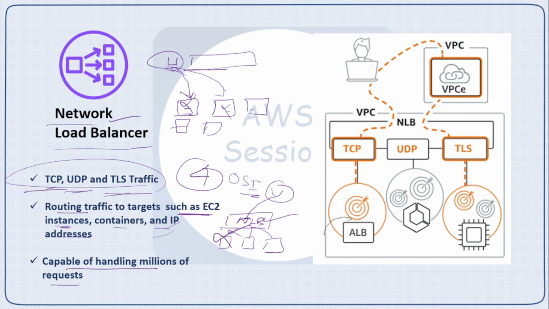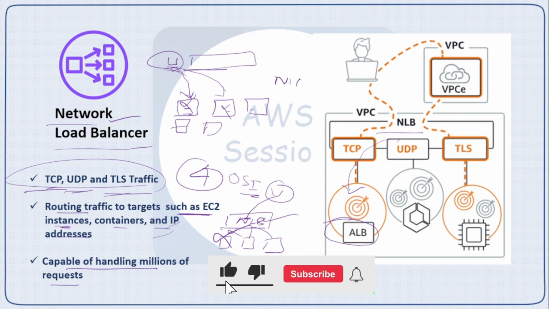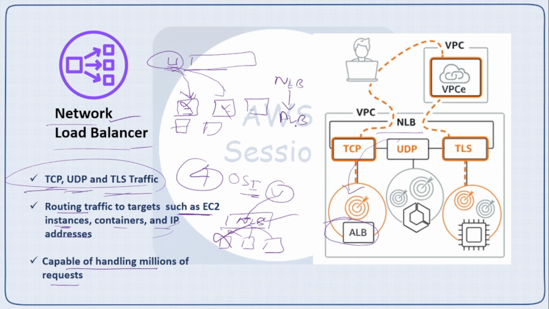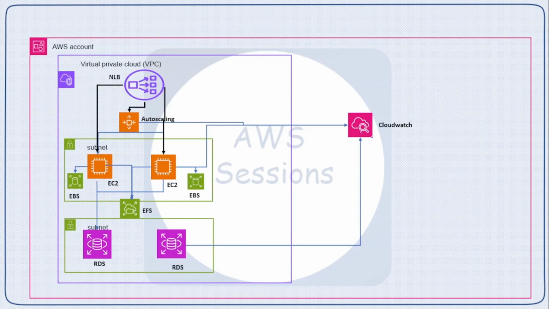But here you can see an ALB as well. ALB is the application load balancer that I'll be covering in a minute or so. You can see that NLB is capable of forwarding traffic to an ALB as well. So you can set up a network load balancer that forwards traffic to an application load balancer, and further the application load balancer can forward traffic to EC2 instances. So that is NLB. How does it fit in the design?